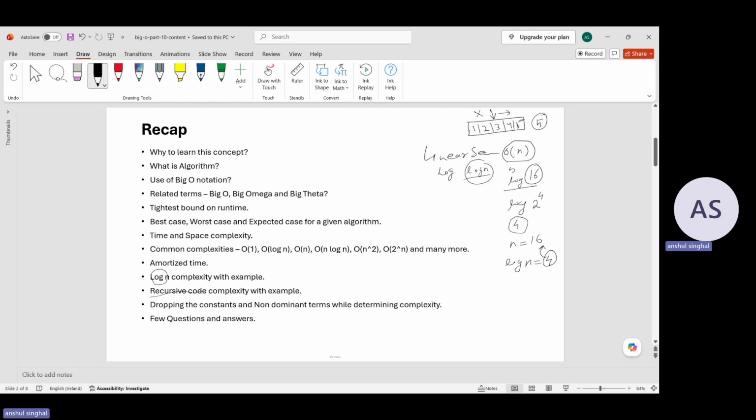Then we talked about recursive algorithms and some sample codes, wherein, if I remember the example correctly, we were given n and we were recursively calling n minus 1 two times. Then we were calling this again, n minus 1, n minus 1, like that it was being called. And eventually we found that the complexity over there is 2 raised to the power n, right?